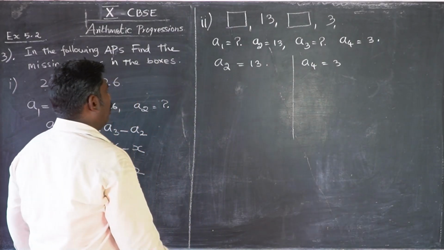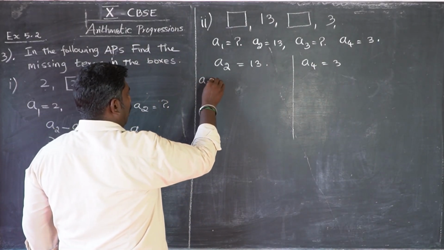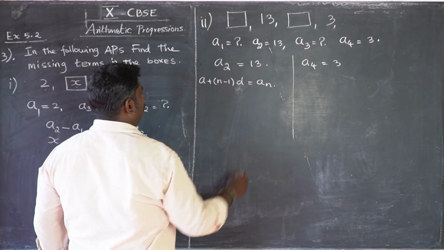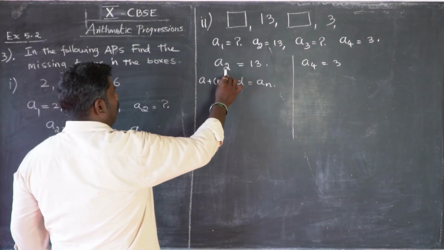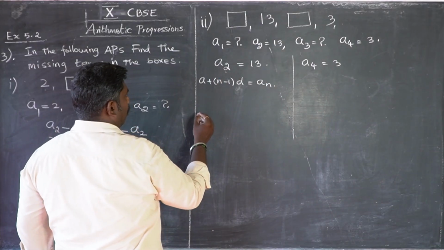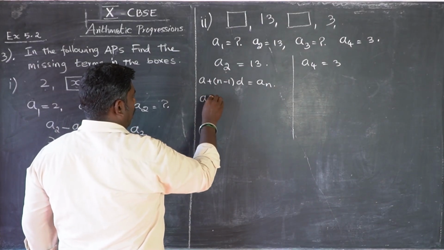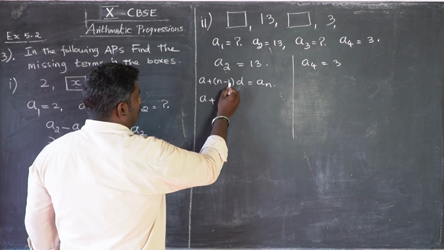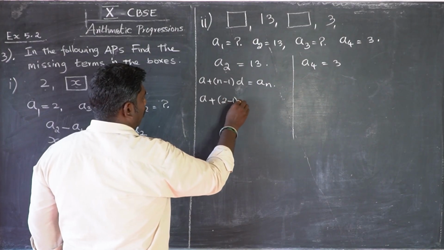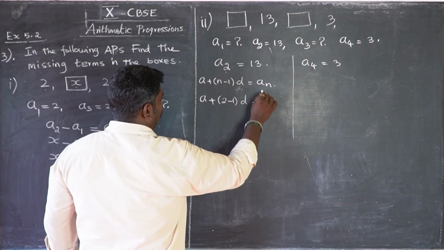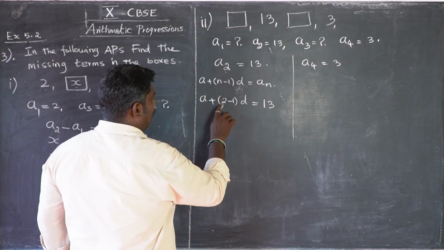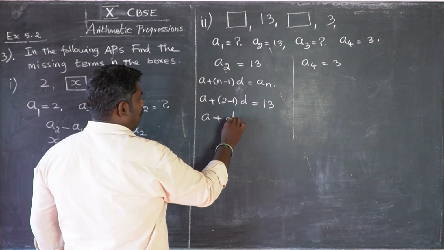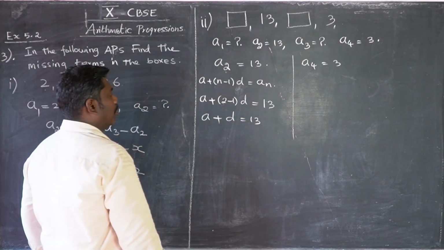So we know the formula of nth term: a plus n minus 1 into d. This is the value of an. Second term is equal to 13. So if we substitute here, a plus second term means n value 2, so 2 minus 1. I'm substituting an value 13. This means second term value is equal to 13. So a plus 2 minus 1 into d is equal to 13.